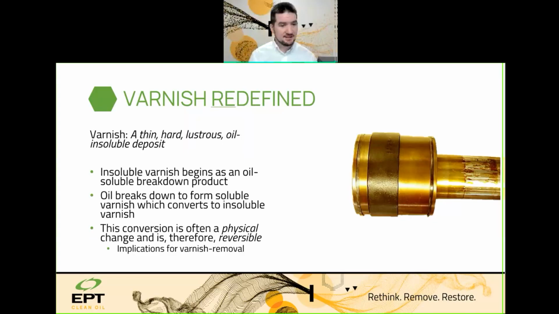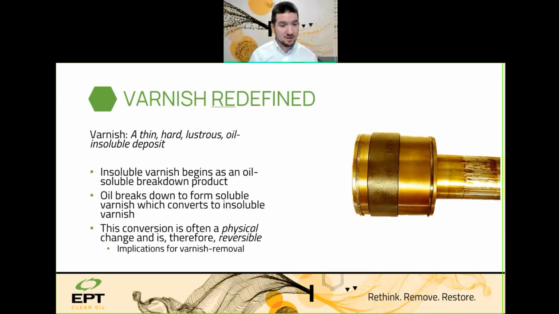Now, that's a good definition of varnish, but it's missing out on a key varnish property. It really focuses on the end result of varnish, this insoluble deposit. And it's these insoluble deposits that really lead to most of the problems. So it's understandable why they get all the attention. But this definition omits the fact that insoluble varnish actually begins its life cycle as an oil-soluble breakdown product, something that is dissolved in the fluid.